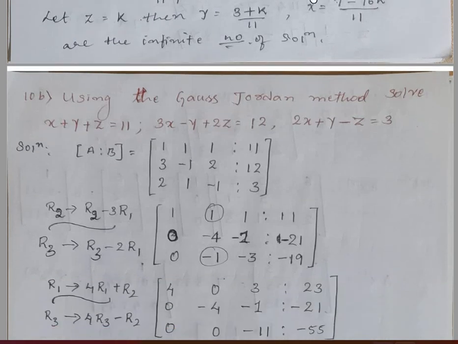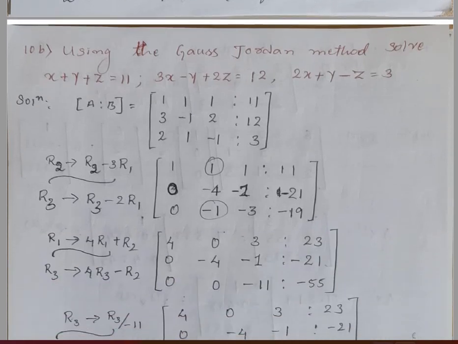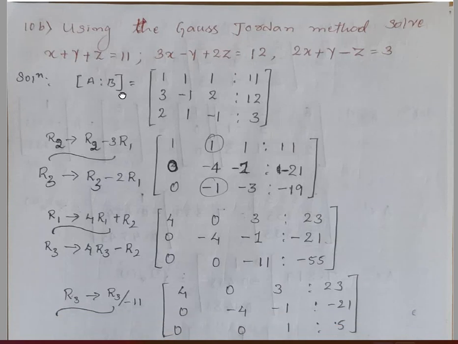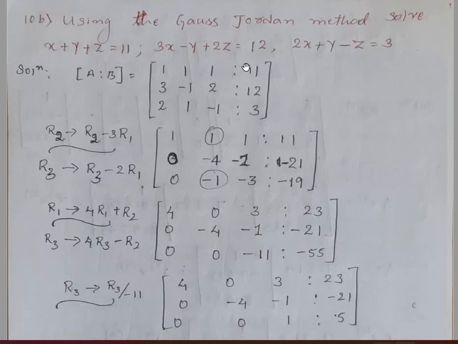So now moving on to question number 10th B. Using the Gauss-Jordan method, solve the system of equations. Write down the augmented matrix. So the augmented matrix is 1, 1, 1, 1, 2, 1, 1, 3, minus 1, 2, 1, 2, 2, 1, minus 1, 3.